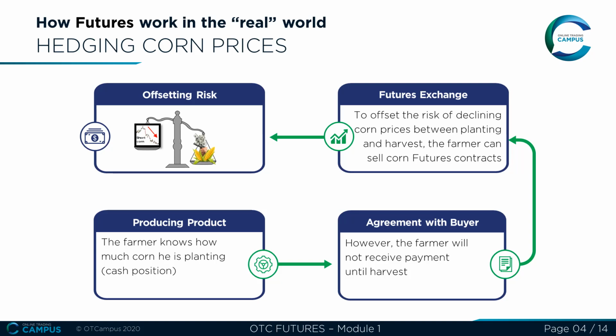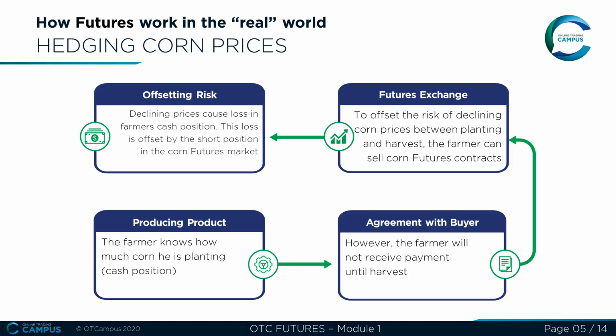So to offset the risk of declining corn prices between planting and harvest, the farmer can sell corn futures contracts. So the corn farmer is going to sell short a certain amount of corn contracts. That way, if corn prices go down, the farmer loses money on his cash position, but he will make money from his futures short position, which is a net neutral position. If corn prices go higher, it's the other way around. He now makes money on his cash position but loses on his futures corn contract position. Again, a net neutral position. The purpose of the hedge is to basically stay neutral. You're not going to make money, but you're also not going to lose money. The goal is to protect the assets that you already own.